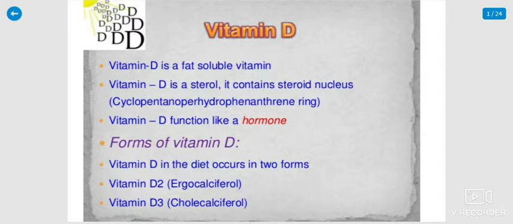Vitamin D is a steroid. It contains a steroid nucleus. Vitamin D functions like a hormone. It occurs in two dietary forms, D2 and D3. One is ergocalciferol, and the other is vitamin D3, cholecalciferol.